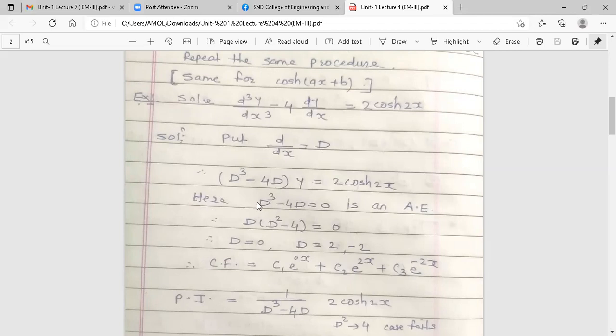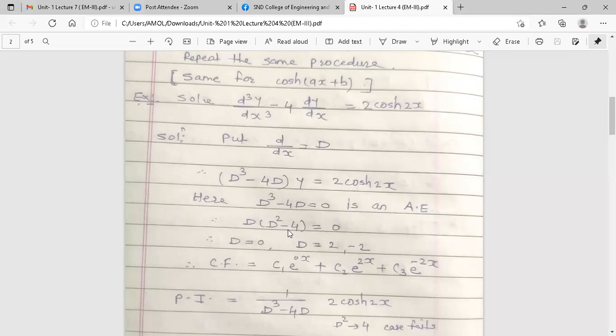Here the auxiliary equation is D cube minus 4D is equal to 0, because this is the reduced form of LDE, phi of D into y is equal to function of x. And so the auxiliary equation is D cube minus 4D is equal to 0. It is a cubic polynomial. Here we can take D common, so the remaining term is D square minus 4 is equal to 0. So we have D is equal to 0, or D square minus 4 is 0.